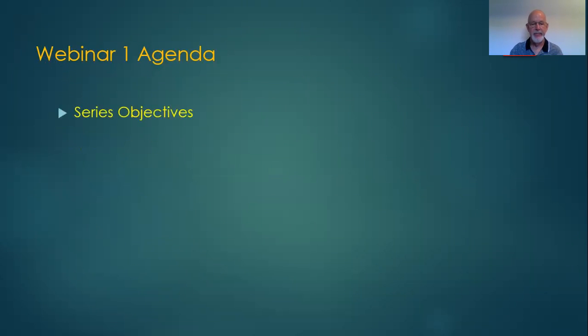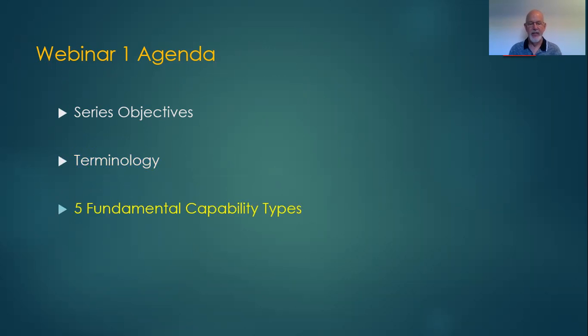So today we'll start with the series objectives rather than the series of article objectives. We'll establish some terminology that we'll use throughout the series. We will then look at those 5 fundamental capability types one at a time, and we'll end today's seminar with one example of a capability-based requirement to set the scene for the next seminar.